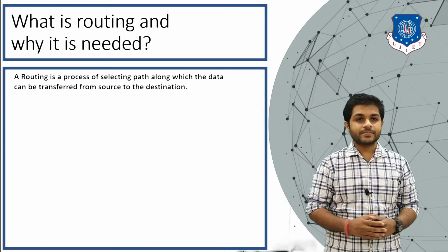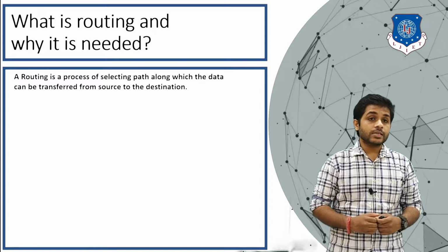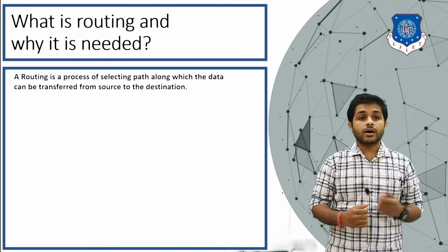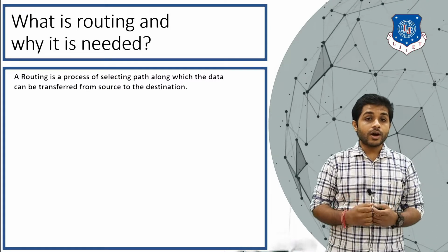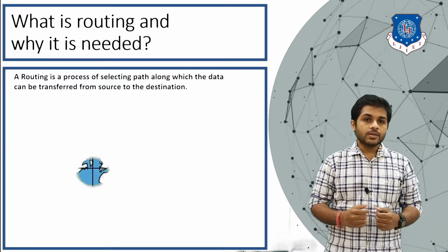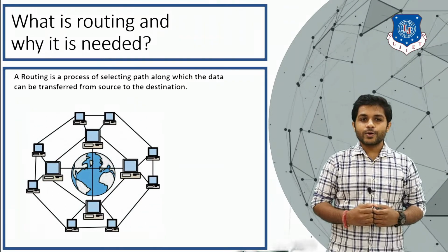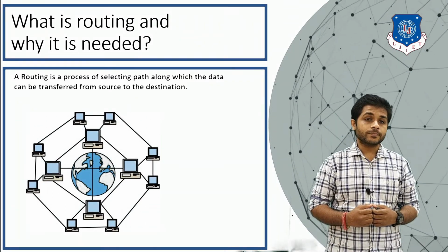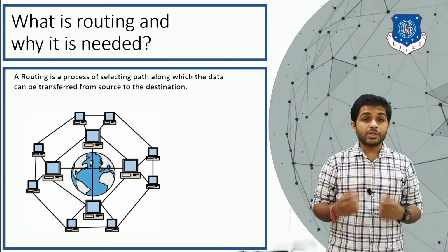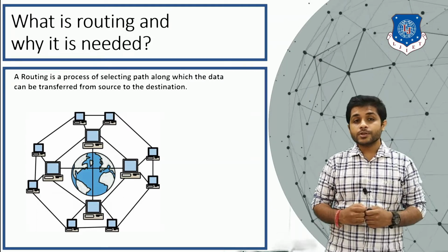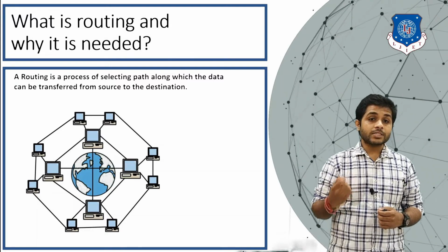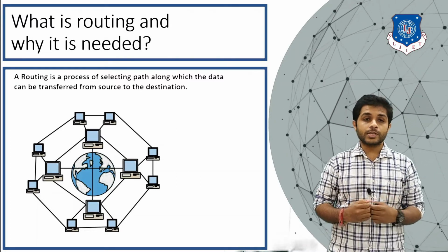So, let's start. The first question that I will ask you is: what is routing and why is it needed? By definition, routing is the process of selecting a path along which data can be transferred from source to destination. Suppose you want to send a message to your friend who is sitting far away from you. There are many devices and many networks between you and your friend, so it is the responsibility of the network layer to forward the message using the best path so that the data can reach the destination.